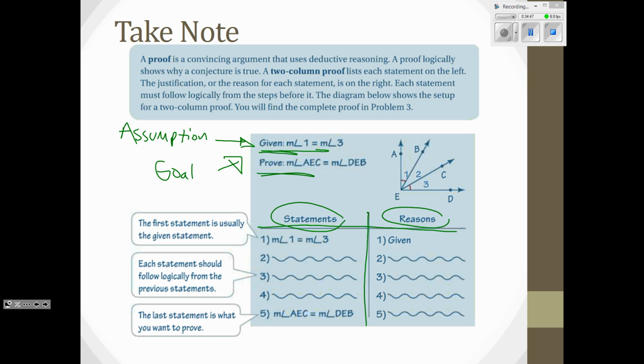So our given statement is our assumption. Our reason, I forgot to mention this part. Our reason for our given statement is just because it was given to us, and that's always the case. We never try to come up with some other reason for that. Whenever we write our given statement, we always write next to it that that's because it was given to us. That's how come we can say it.